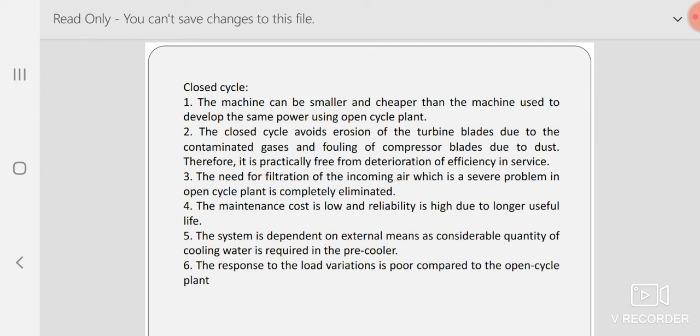What is that erosion of turbine blades? Because of the constant fresh air being taken in open cycle, a lot of dust particles, impurities, etc. come along with air, even after filtration. The small dust particles will come even after filtration.